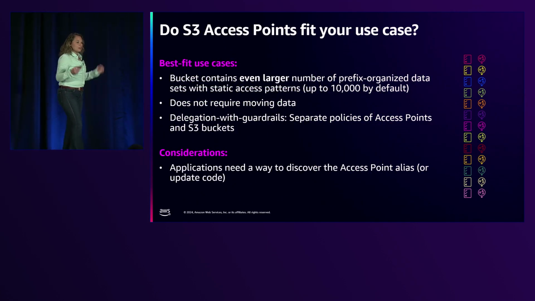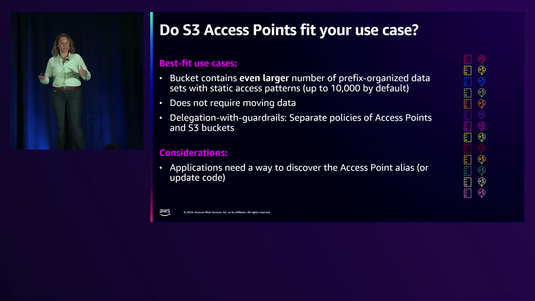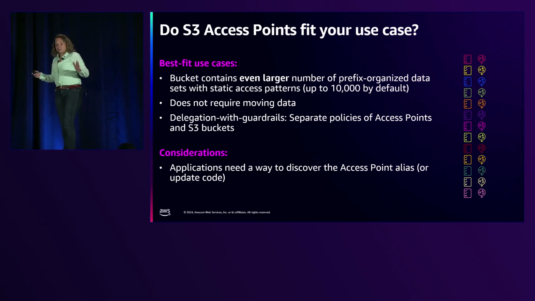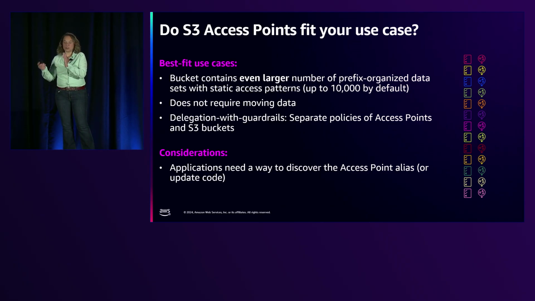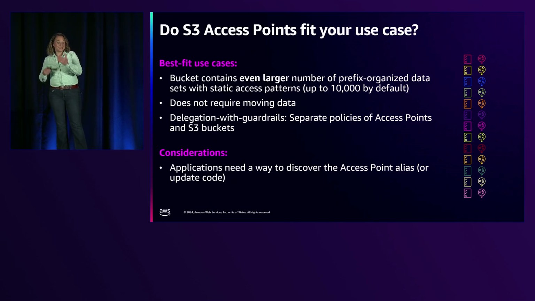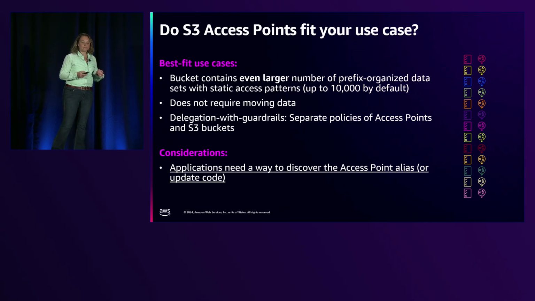So access points, are they for you? You get up to 10,000 access points by default, so that's a pretty big number. That's the number of data sets that you can have. You can request an increase for that too. Your data gets to stay where it is. It has some nice properties, like you can have the S3 bucket policy focus on guardrails, deny statements, things like that, where your access point policies are actually the grants. The consideration is, are you actually able to change your application code to discover the new location of the data?